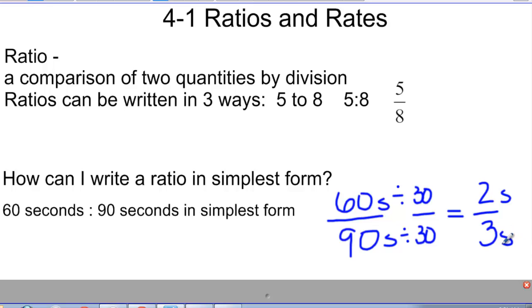So in the simplified form now, I can see that for every 2 seconds of jogging, I'll be doing 3 seconds of walking. And see, that makes me feel better because I say, okay, I can definitely jog for 2 seconds and walk for 3 seconds. So that means I can make myself feel better about it. I should be able to jog for 60 seconds for every 90 seconds of walking.